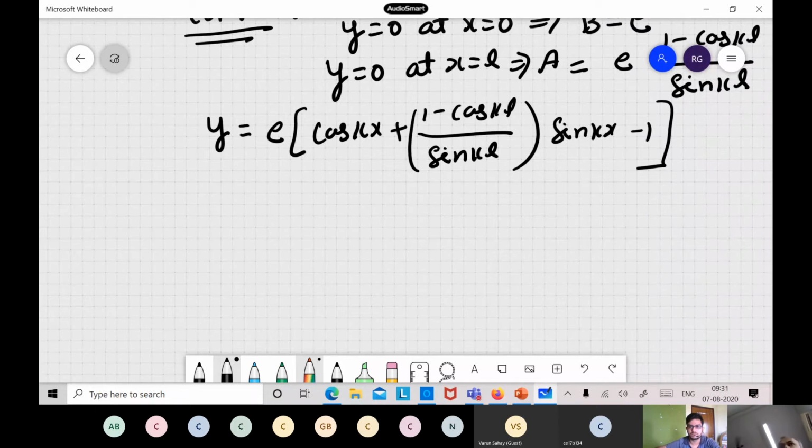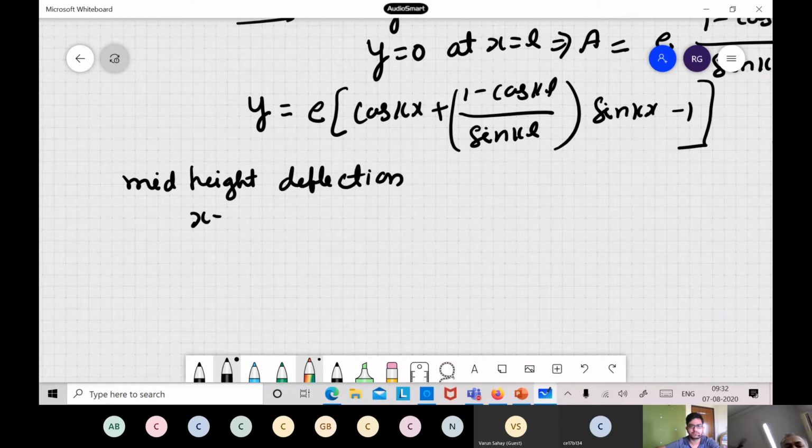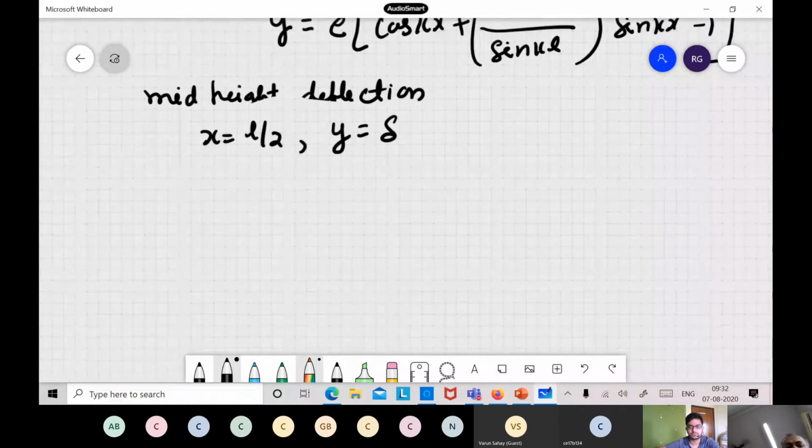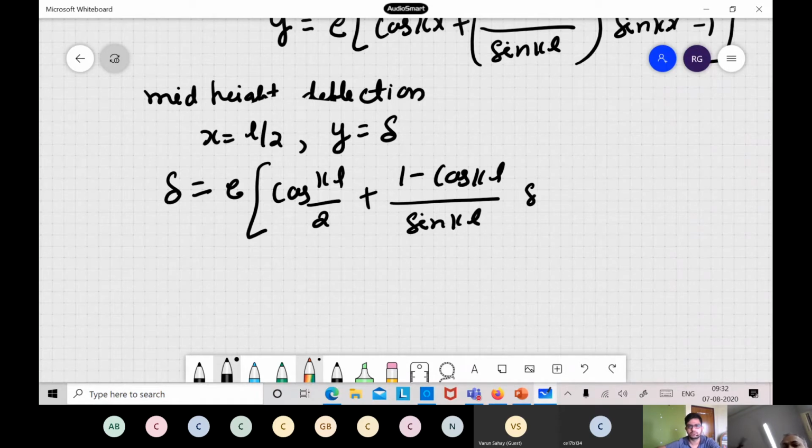Now we are interested in finding the mid height deflection, because that is the place where the deflection is very high. So that is at x is equal to L by 2, where y is equal to delta. This is what we are interested in. So you substitute x is equal to L by 2 in this expression. So you have e [cos KL by 2 plus ((1 minus cos KL) by sine KL) into sine KL by 2 minus 1].